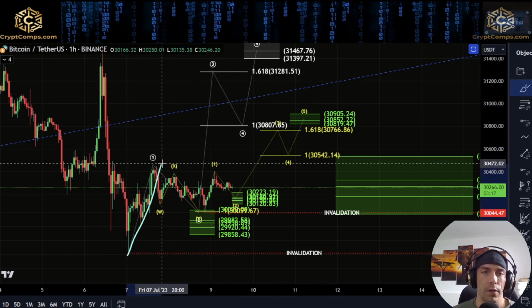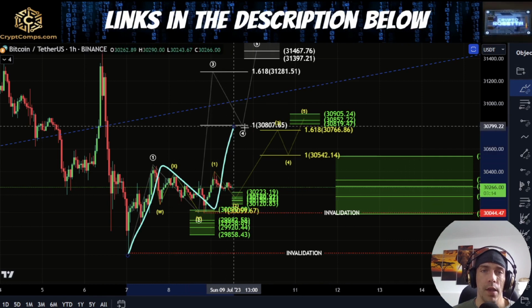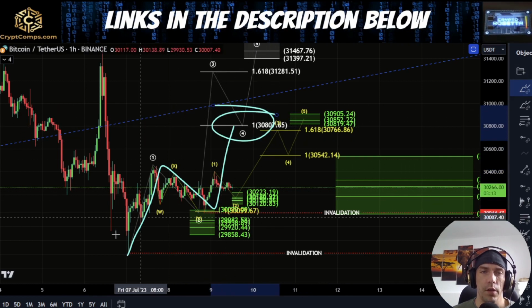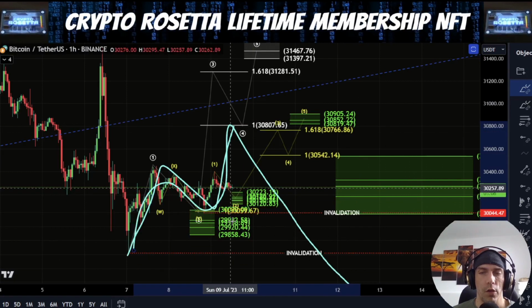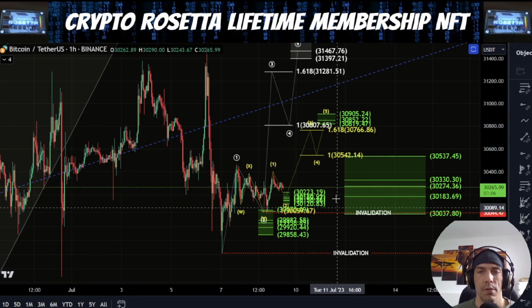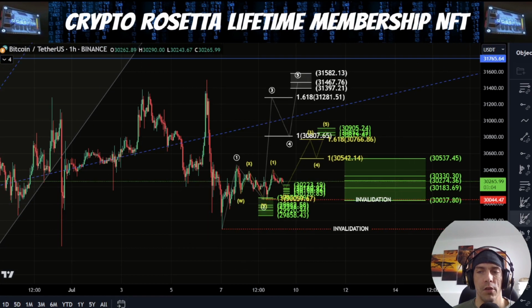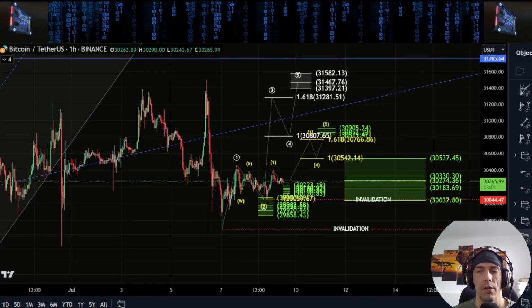Otherwise, what we could just have is that this is A, B, and C, and then this would align with the idea that this is just a corrective move here, and then we could actually see continuation to the downside. So we need to be careful. This bullish count is still potentially possible, but we need to see the waves actually follow through.